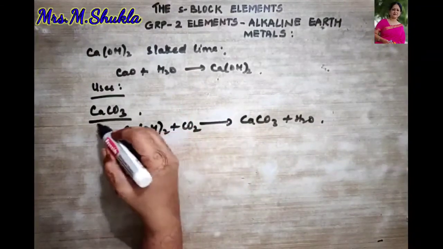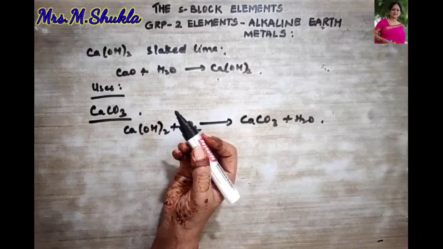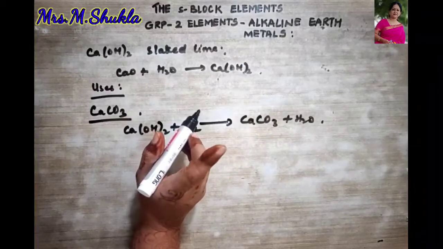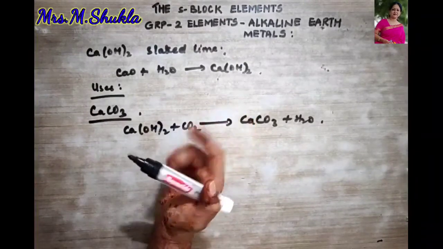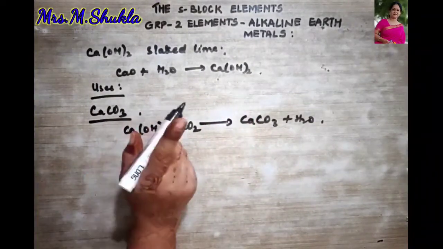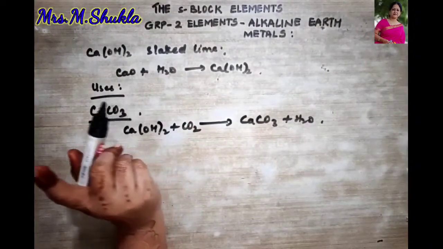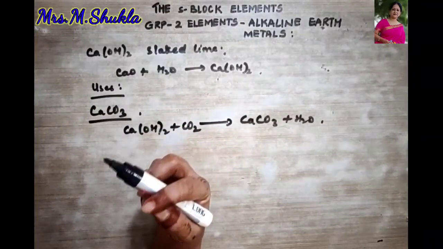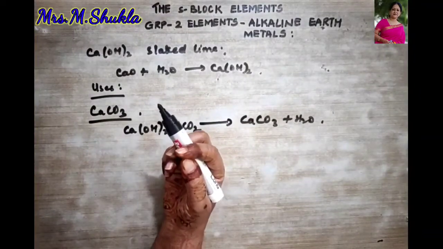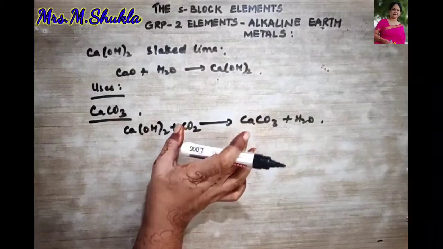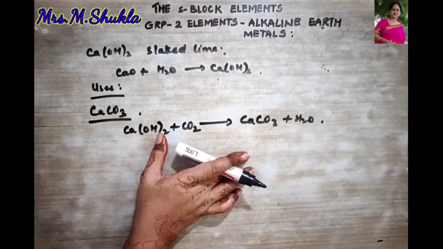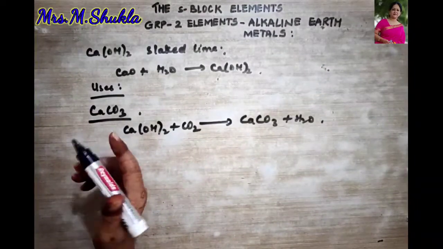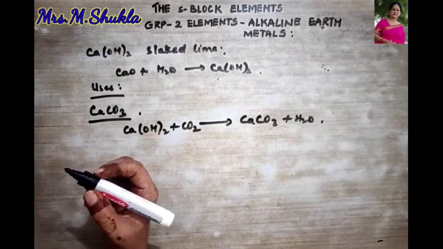The mixture of calcium carbonate and magnesium carbonate, if you remember, is used as a flux in the metallurgy of metals, for example iron. Then as an antacid, it is used as a mild abrasive in toothpaste. It is also one of the constituents of chewing gum, and also it is used as a filler in cosmetics.